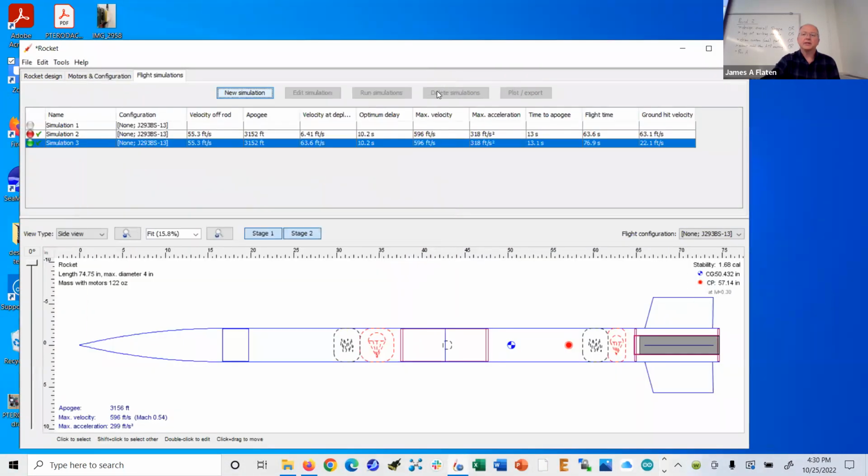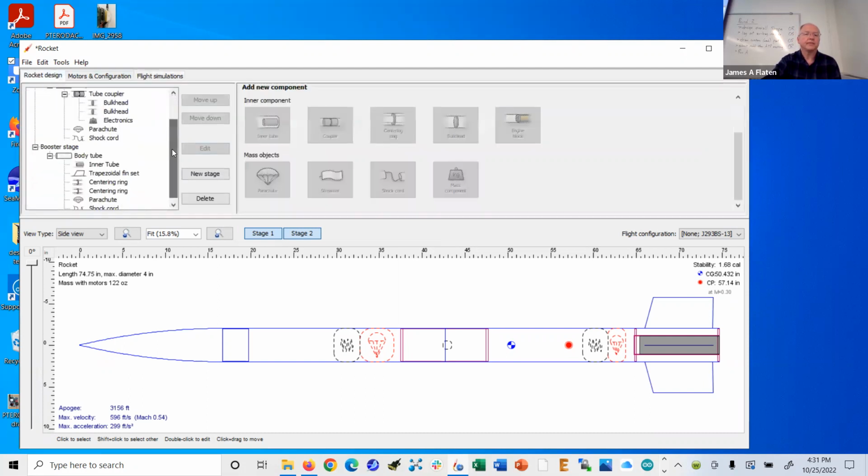Last thing I'm going to do is take a quick look at these numbers. I see that it comes off the rod at 55.3 feet per second. Is that healthy? I want that to be at least 45. Okay, so that's healthy enough. It gets to 3,100 feet for apogee. The velocity at deployment, that's a little weird, 63 feet per second. I was hoping that was going to be 0.